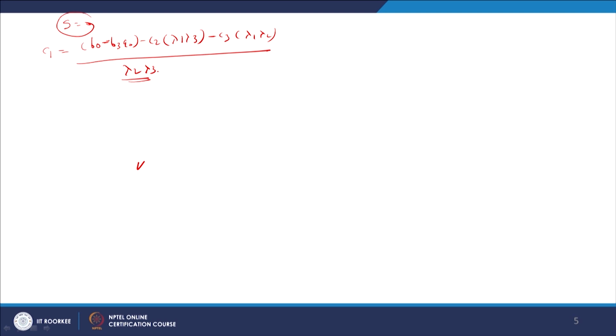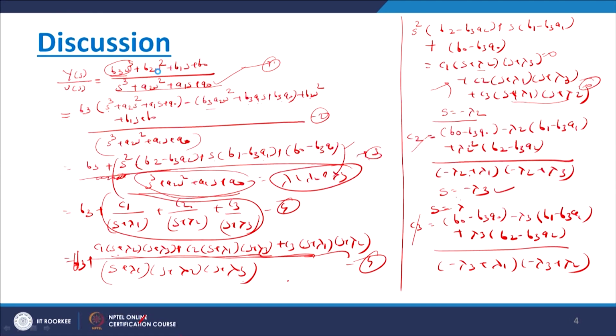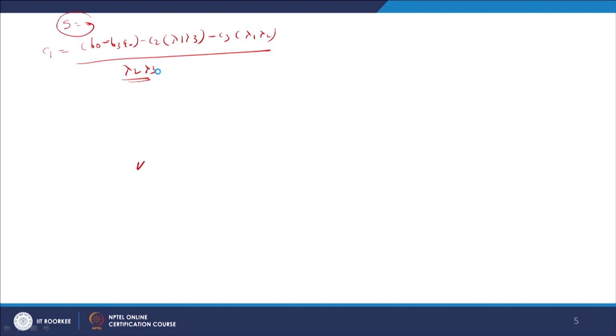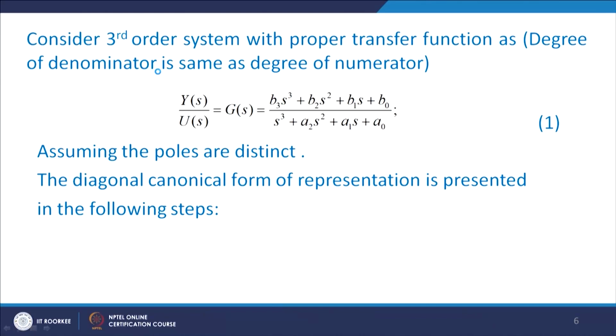So in this way we have got C1, C2 and C3. The procedure which I have told, we will again see it systematically. Here consider a third order system with a proper transfer function, that is, the degree of the denominator is the same as the degree of the numerator. So we will take (B3 s cube + B2 s square + B1 s + B0) / (s cube + A2 s square + A1 s + A0), assuming poles are distinct.